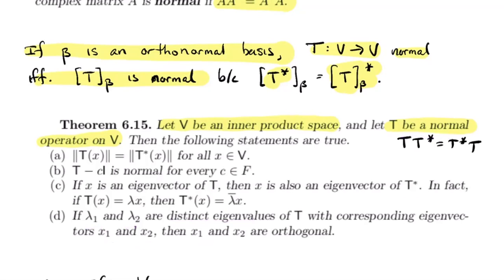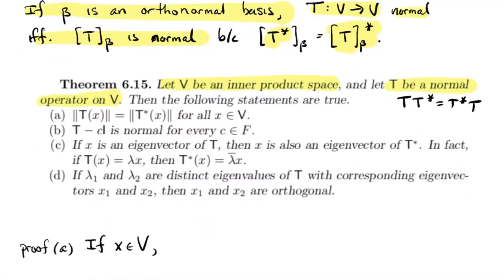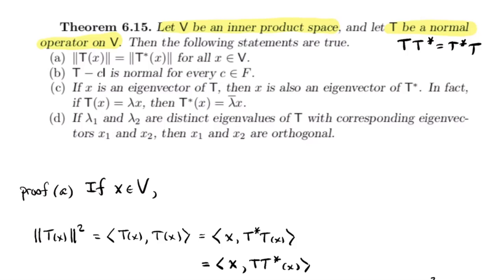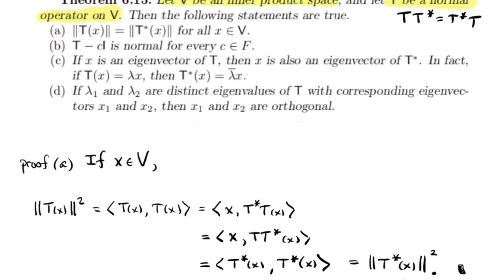T is a normal operator. Okay, I'll keep scrolling back here, but I just wrote out the proofs of these things one at a time. So let's check them out. So for A, I want to show the lengths are the same.